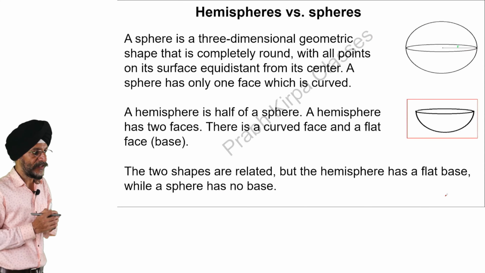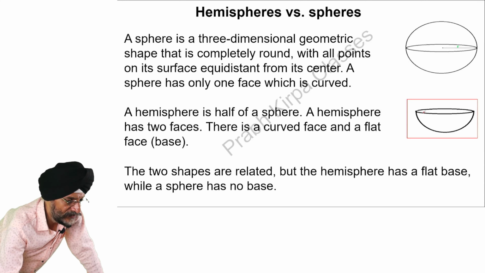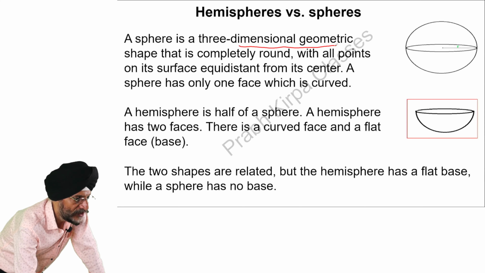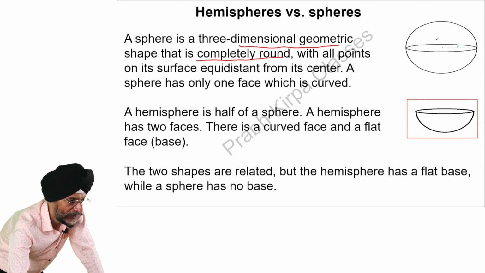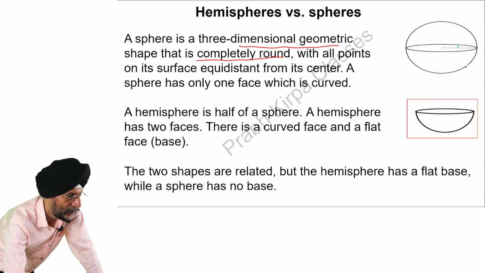Now we will understand the difference between hemisphere and sphere. In this picture you can see that this is a sphere and this is a hemisphere. A sphere is a three-dimensional geometric shape that is completely round. You can see here that it is completely round, with all points on its surface at equal distance from the center. A sphere has only one face and that is curved. You can see it from any direction, it is curved.